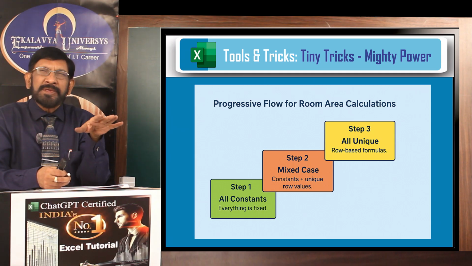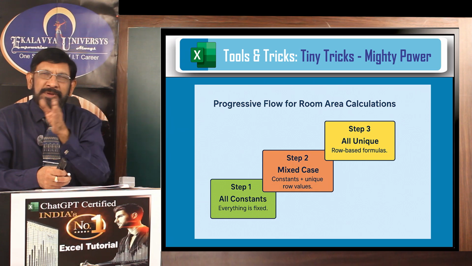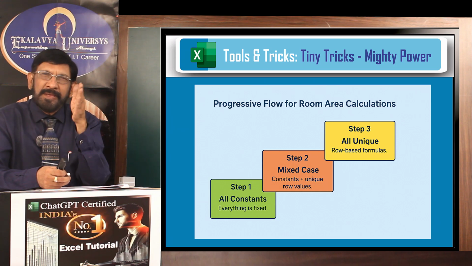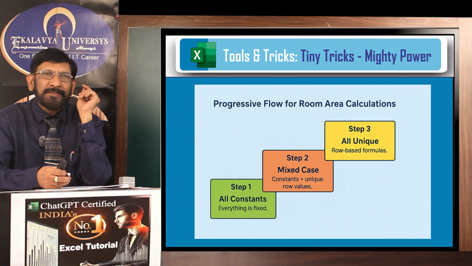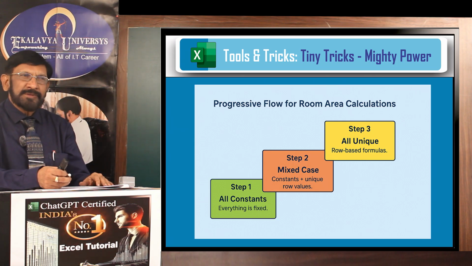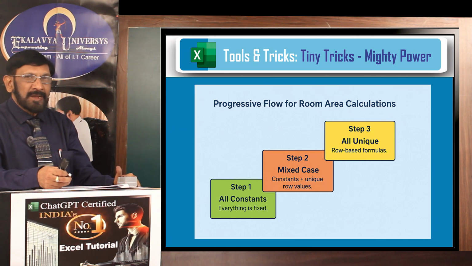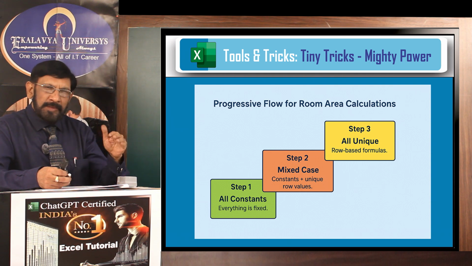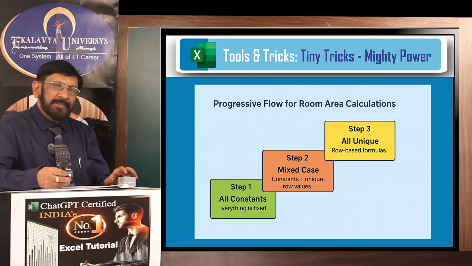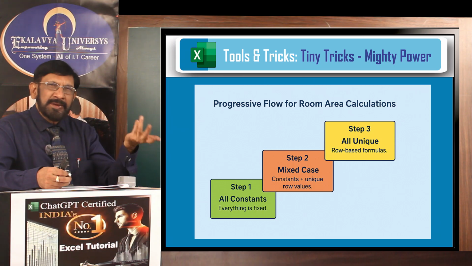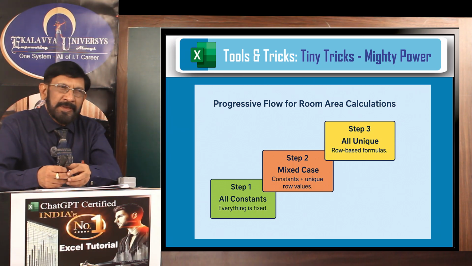All rooms have the same dimensions, like 20, 15, 12. 20 is the length, 15 is the breadth, 12 is the height. So all rooms have the same dimensions, so you can declare them as constants. One time, if you declare them as constants, every time you can avoid retyping.